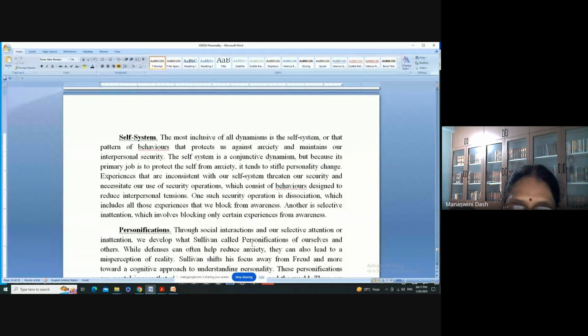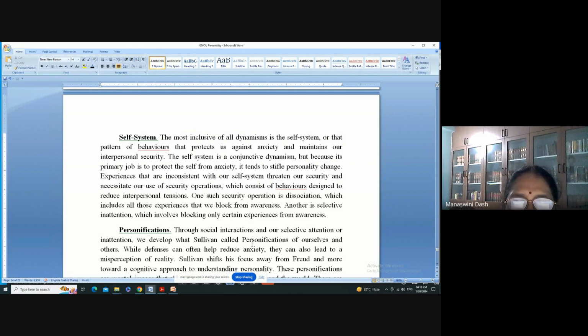So our security operation, which the self-system does, is some operation to protect us against anxiety. One security operation is dissociation, which includes all those experiences that we block from awareness. Like Freud's repression, it is dissociation, blocking from awareness.